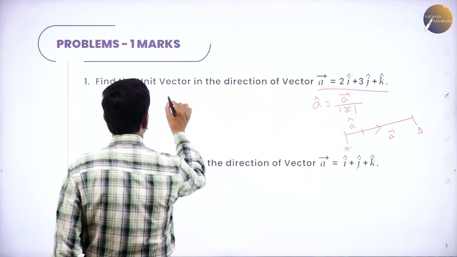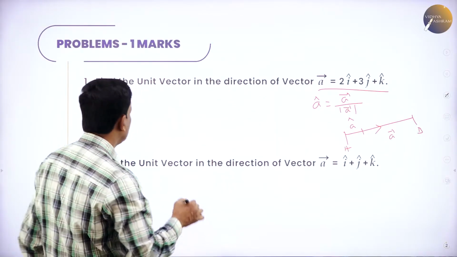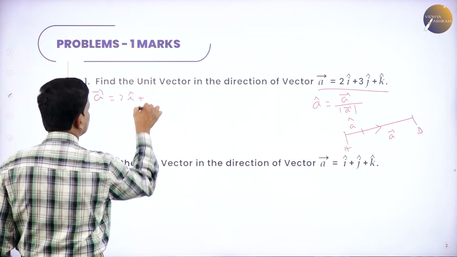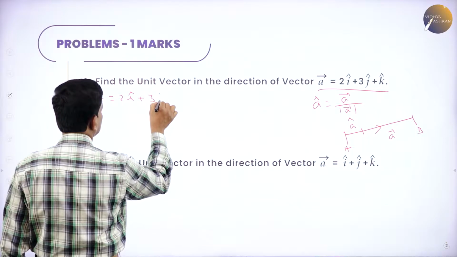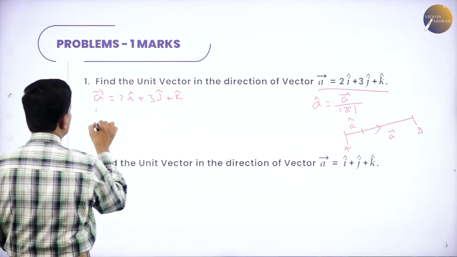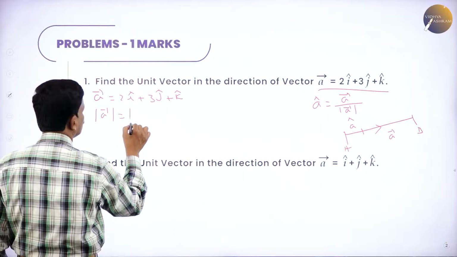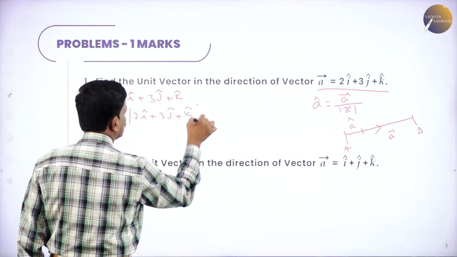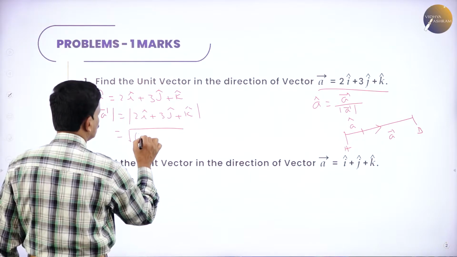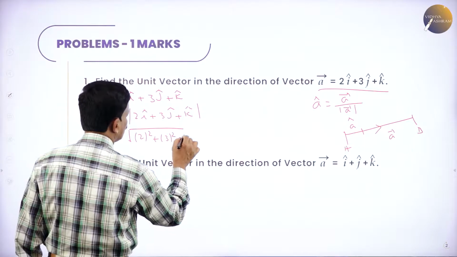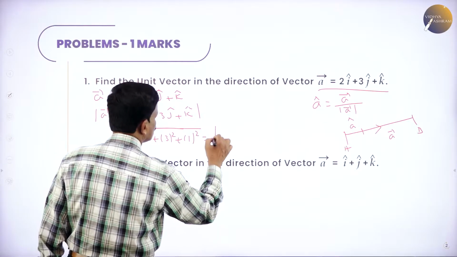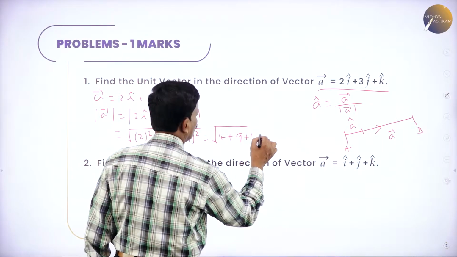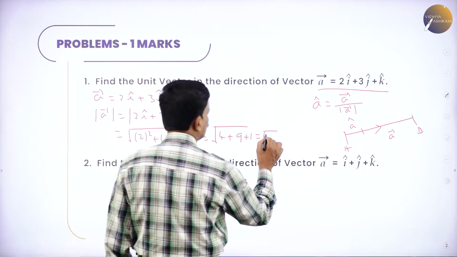Now, what is the problem given? Find the unit vector in the direction of vector A. Vector A is equal to 2i plus 3j plus k. Find out the length of vector A. Magnitude of A is equal to magnitude of 2i plus 3j plus k. This is nothing but square root of 2 square plus 3 square plus 1 square. This is equal to root of 4 plus 9 plus 1, which is 14.